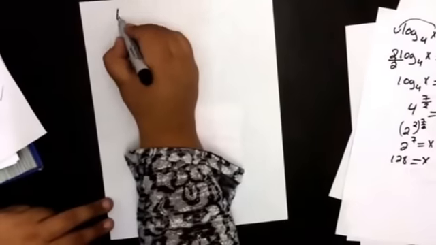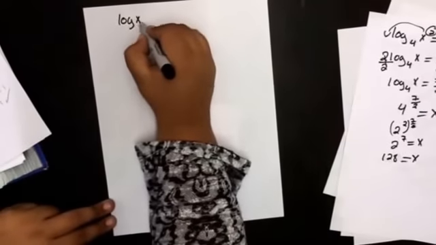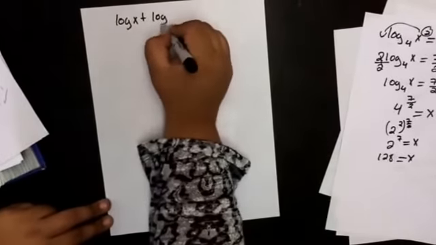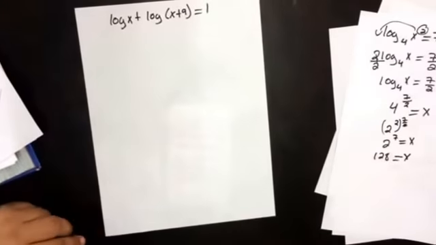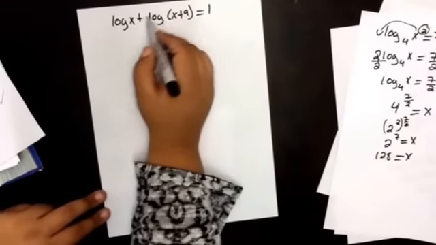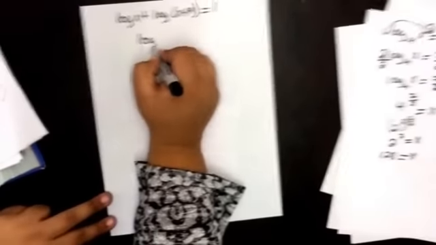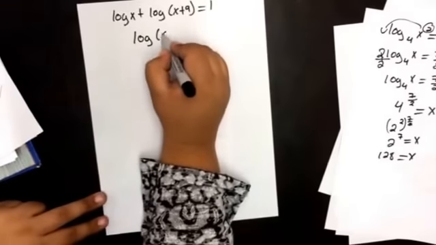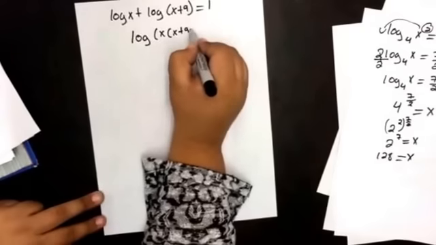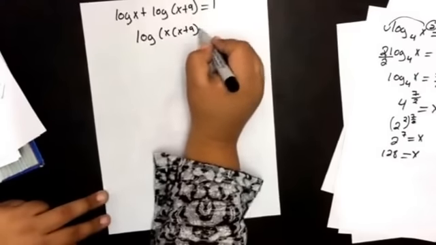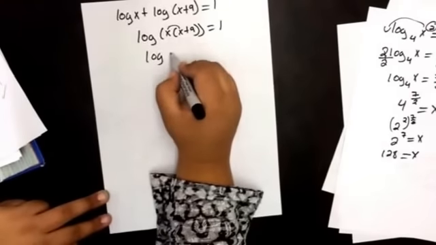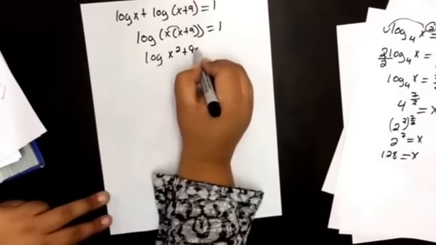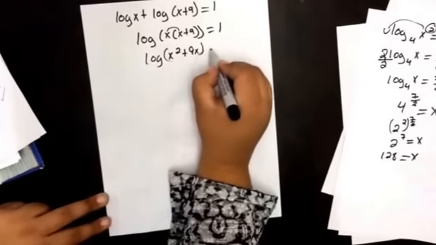If we have log of x plus log of x plus 9 equals 1, we can write it as a product. So it's going to be log of x times x plus 9 equals 1. If we distribute, we get log of x squared plus 9x equals 1.